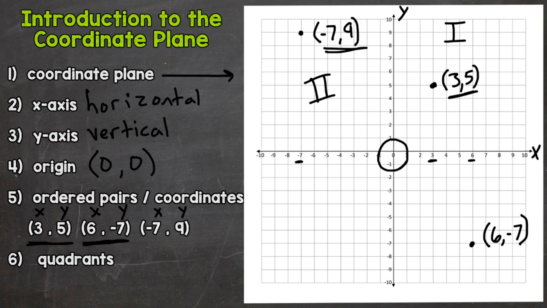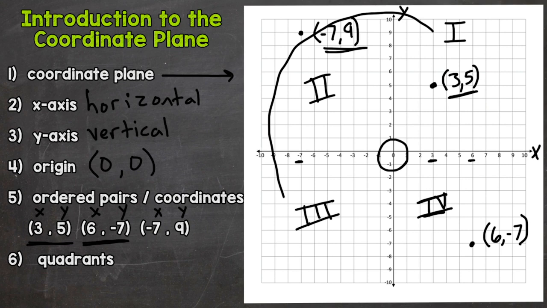Now we're actually going to go down to the bottom left, and that is quadrant 3. And then we go to the bottom right, and that is quadrant 4. So we actually go around this way when we count out our 4 quadrants. So again, 1, 2, 3, and 4. So 6, negative 7, that point is plotted in quadrant 4.